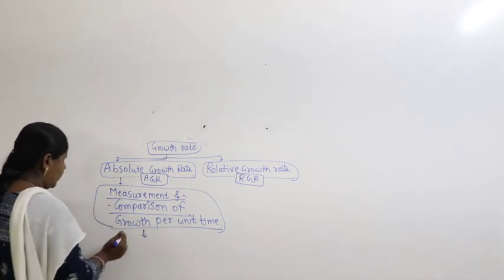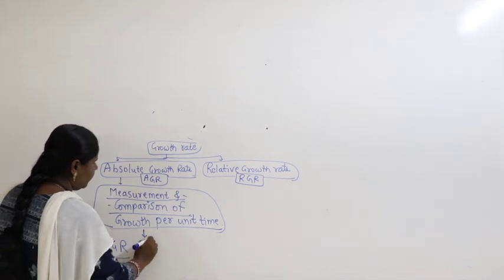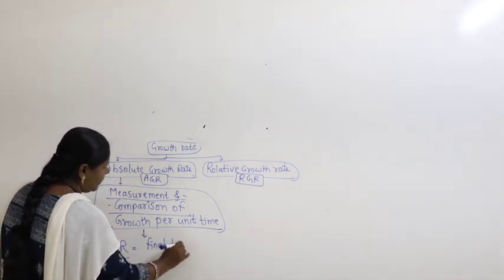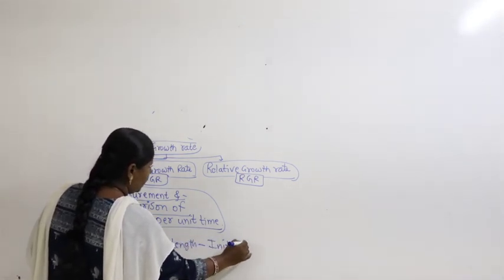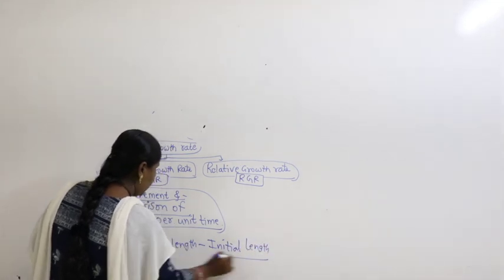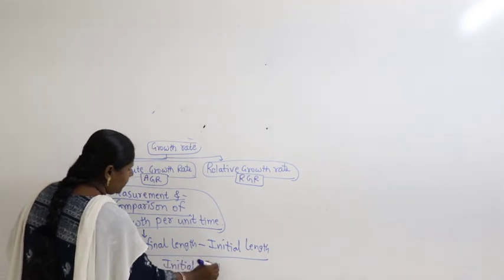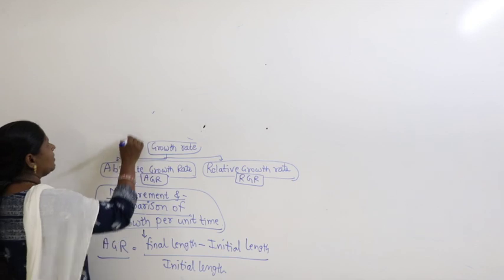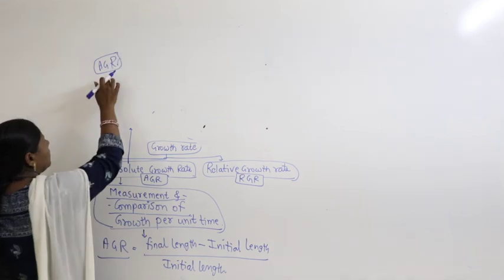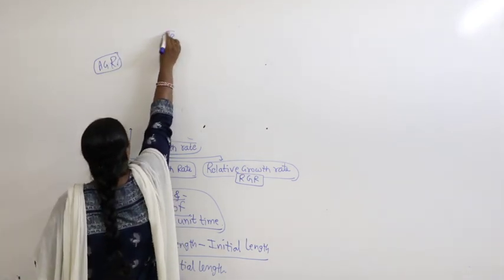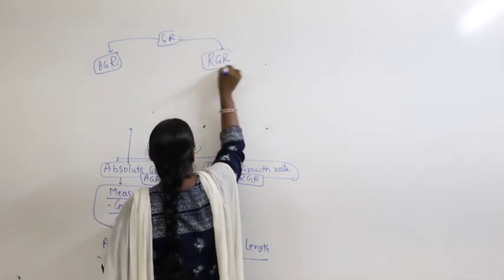So here we say that absolute growth rate, AGR, is equal to final weight, or we can take final length or final surface area, minus initial surface area or initial length, by initial length. The same thing I am writing here. So here I am just writing growth rate. We have AGR and what we call RGR.